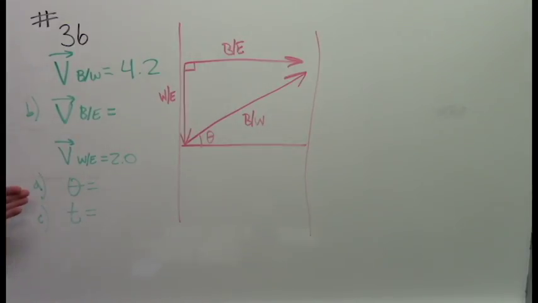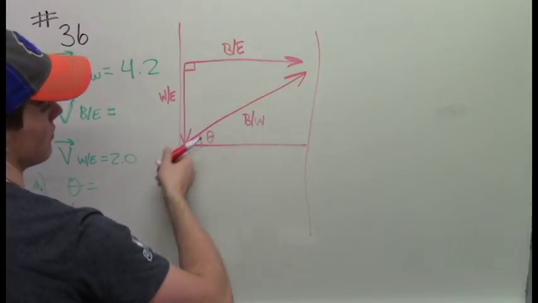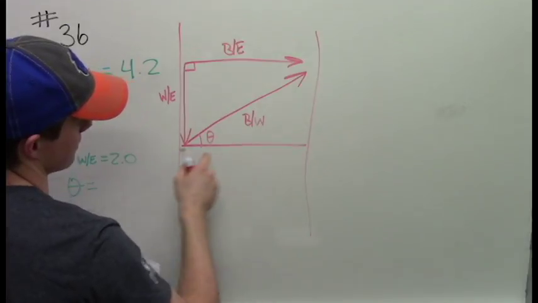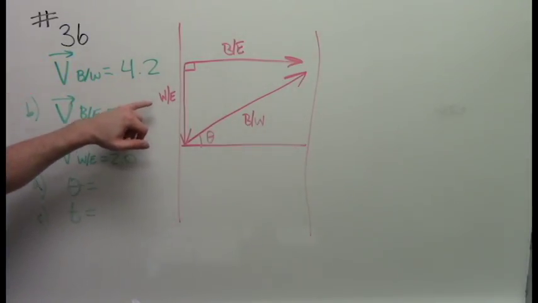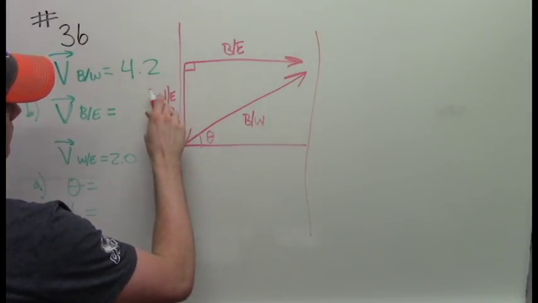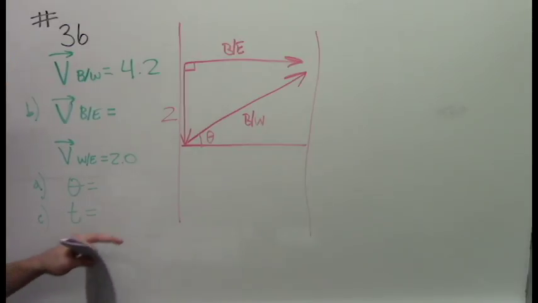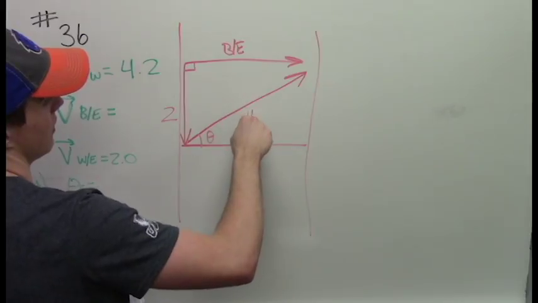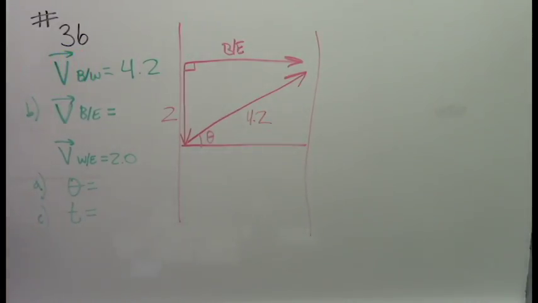So part A wants to know the angle at which the boat needs to sail in order to reach the shoreline directly east of where it started. And we know that the speed of water relative to the earth is equal to 2, so we can erase that. And we know that the speed of the boat relative to the water is 4.2. What we want to know for part B is going to be the speed of the boat relative to the earth. And then part C wants to know the time it takes to get from one shore to the other.